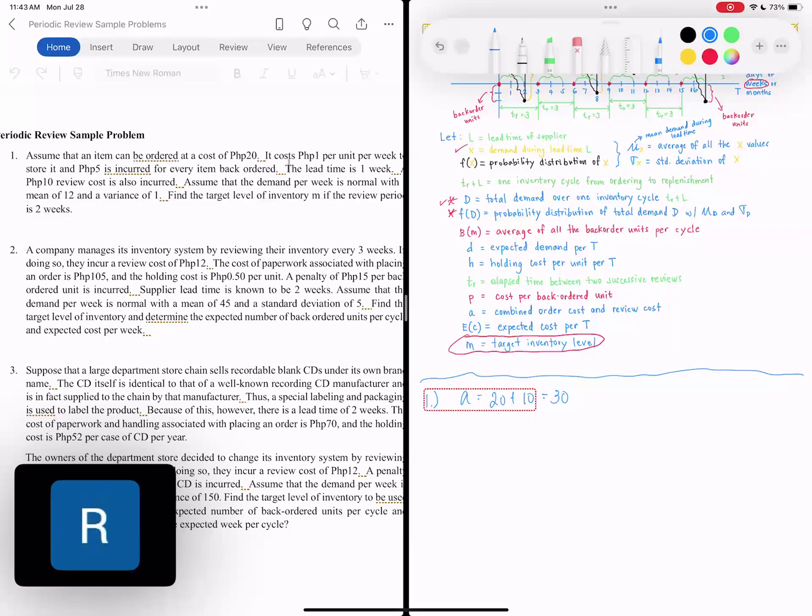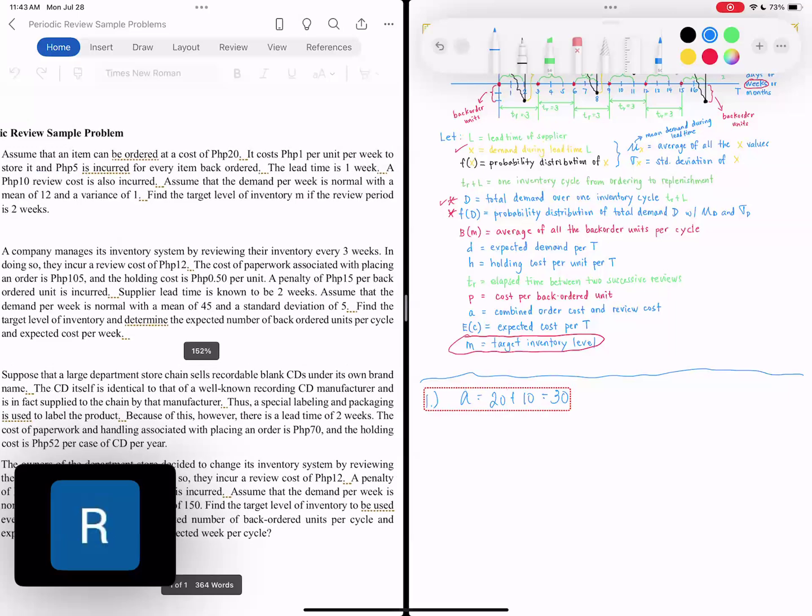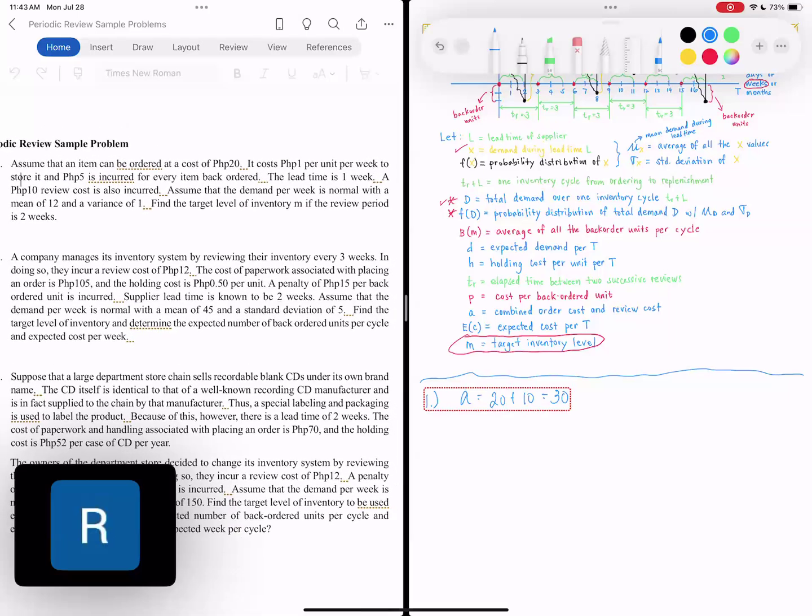Okay, let's go quickly. Next, it costs 1 peso per unit per week to store the product, and 5 is incurred for every item back order. So what is the 1 peso per unit per week?